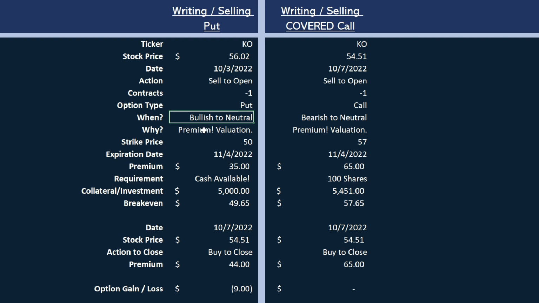Okay, and we're doing this because premium. We want to get some premium. We want to put our money to work. Okay, so we will collect premium because we're selling a contract. But we're also doing this because we like the valuation of this underlying security, which is Coca-Cola. So we picked a strike price that was way out of the money, pretty far away from $56. All the way down to 50 is where it would get put to us. That's about 12%, right? So Coca-Cola would have to drop 12% in order for it to get put to us.